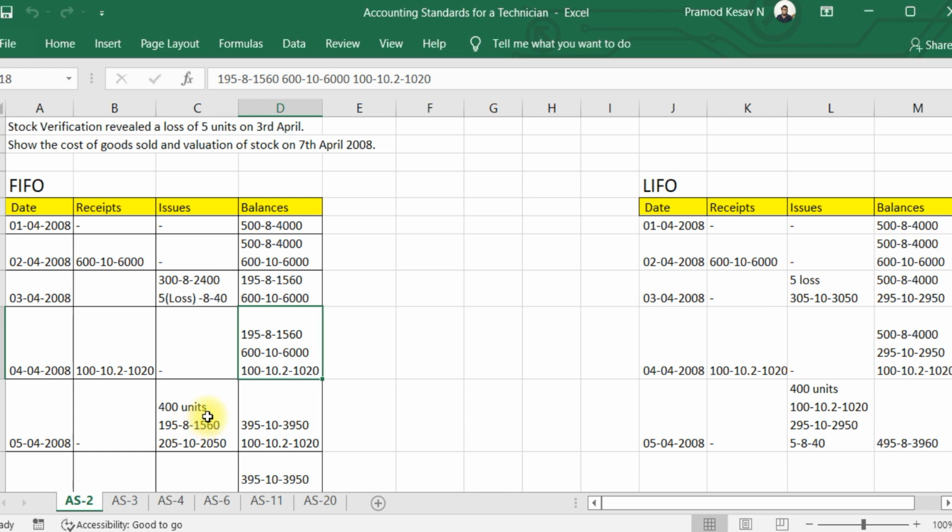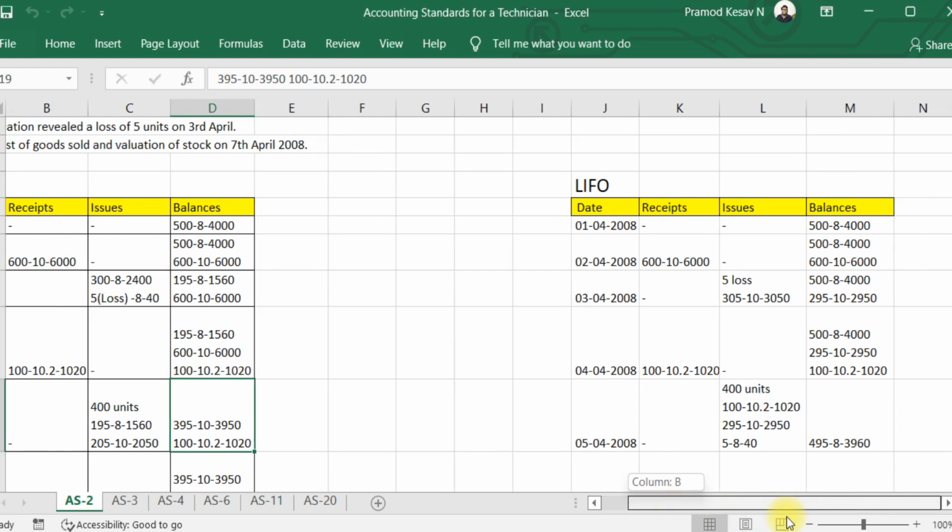So from where will the 400 go? We will first take 195 units at 8, then we will take 205 units from 600 at price 10 per unit. So that is how the 400 units is made up. So always we will look at the stack of the balance and we will take whatever are the first items. We will exhaust that and then only we will come to the next stack of units. So that is first in, first out.